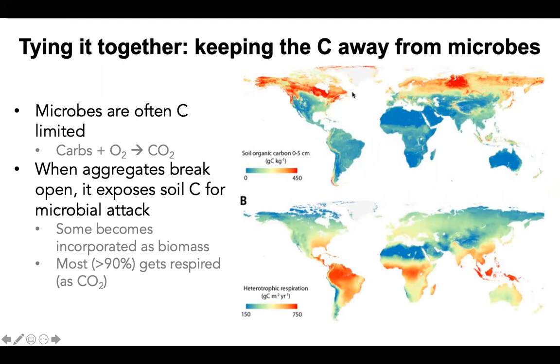Up here in the higher northern latitudes, we have lots of soil carbon. But then some places like the Sahara Desert, for example, we don't have as much. But up here at the top, we have lots. Now, let's compare those places with the places that we have respiration, or as they call it, heterotrophic respiration.